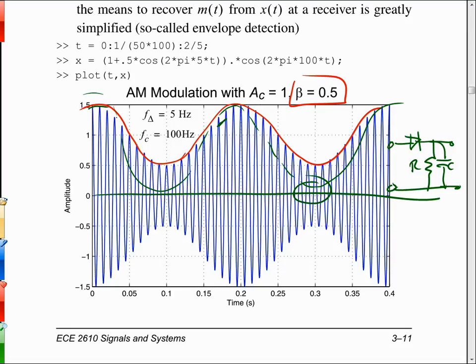let's see if I can pull the right pen up here. So what approximately will come out will be that, which is the original message signal, in this case the original sinusoidal message signal. Now it's on a DC bias at that point, but that can be removed with a level shifting circuit in electronics or a coupling capacitor.